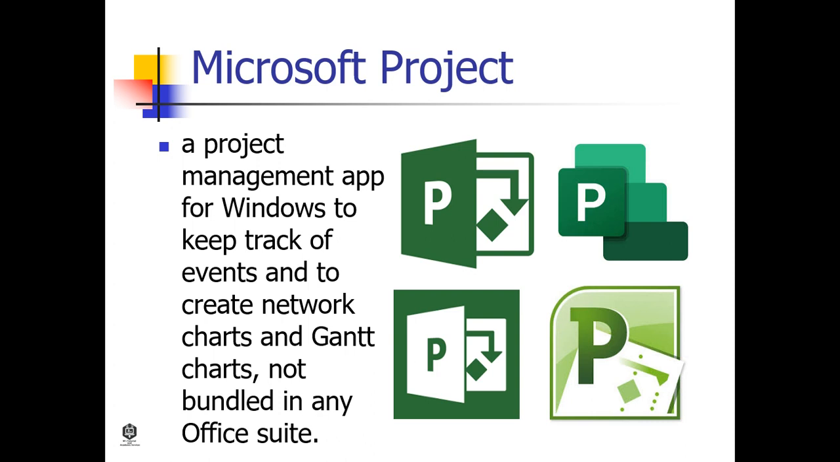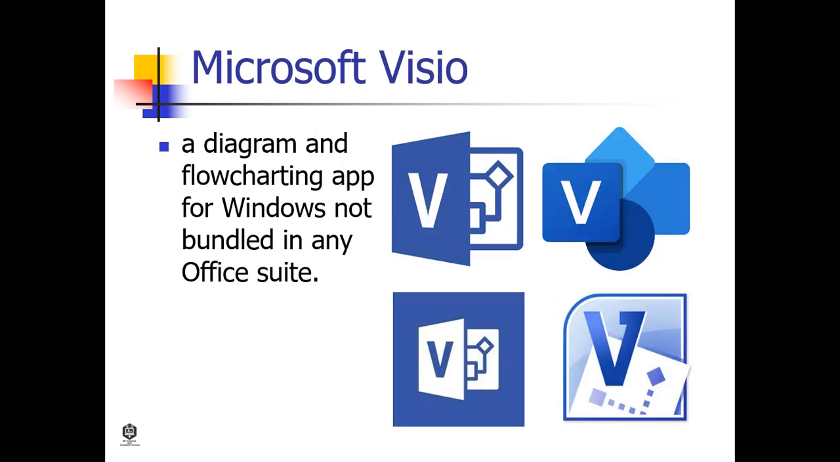Microsoft Project is a project management app for Windows to keep track of events and to create network charts and Gantt charts, not bundled in any Office suite. While Microsoft Visio is a diagram and flowcharting app for Windows, not bundled in any Office suite.